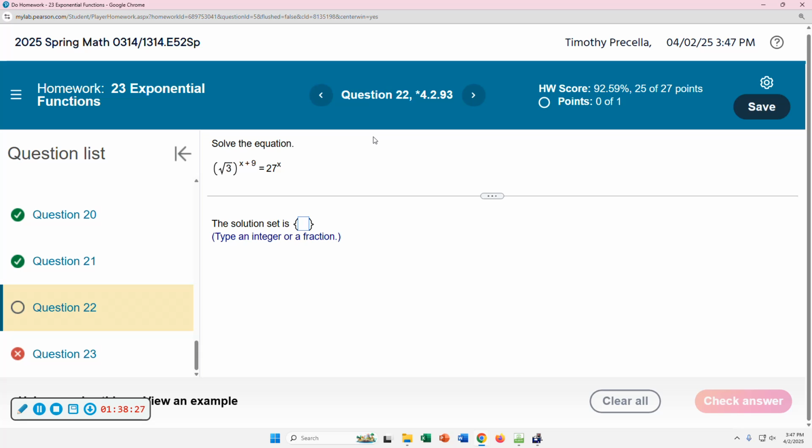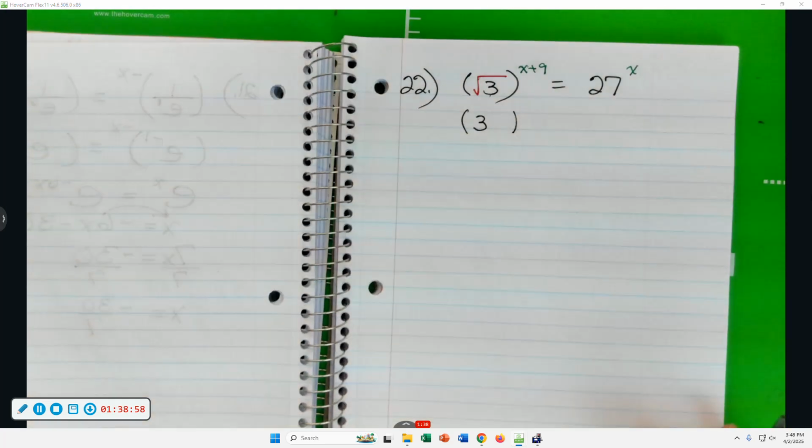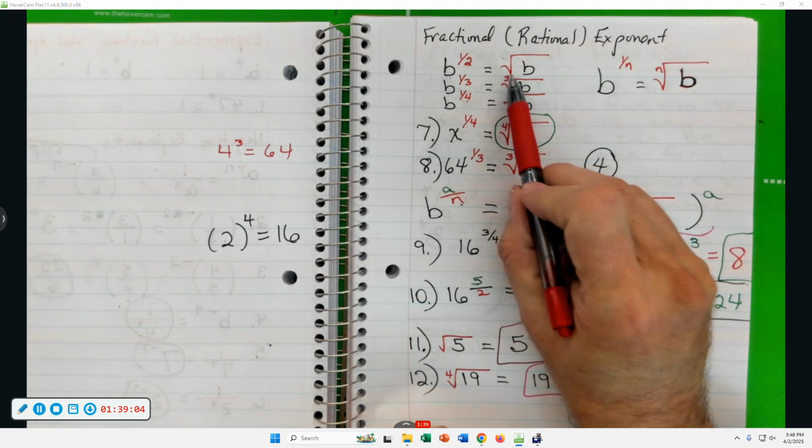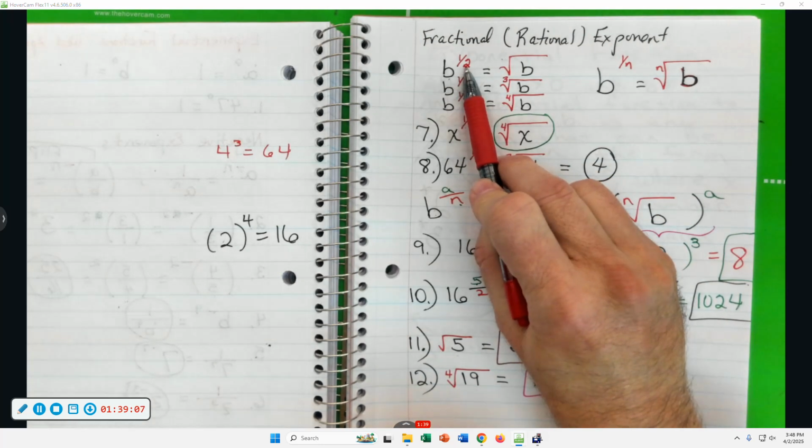If you see a radical, the first thing you need to do is rewrite that radical using an exponent. So let's start with the square root of 3. I want to write it with just a 3. I don't want a square root. So how do I rewrite a square root with an exponent? That was on the second page. Okay. A square root is a 1/2 exponent.